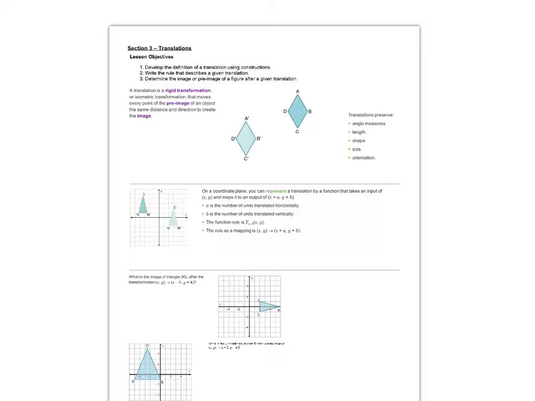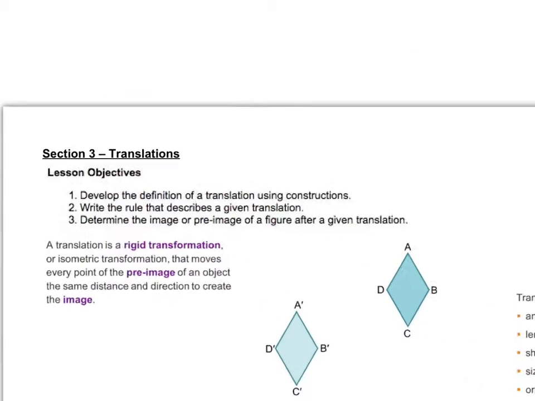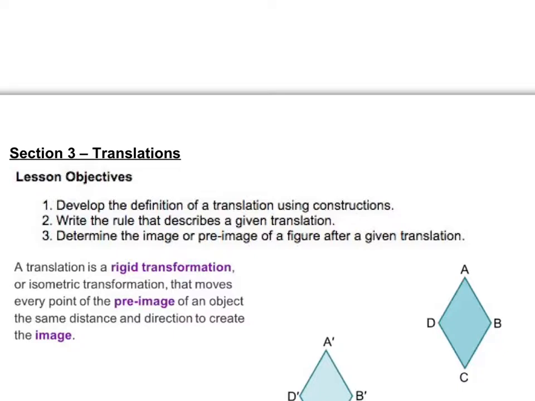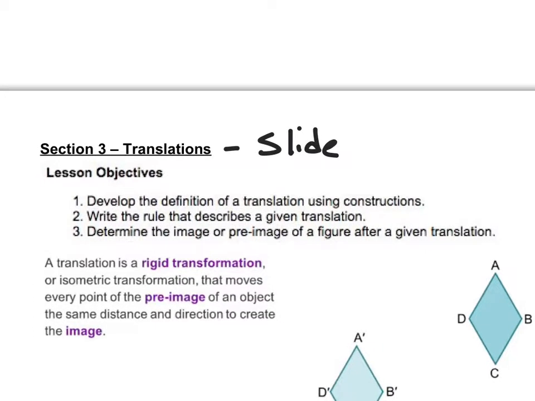Before we get into the objectives and all that, a translation is merely just a slide. So what we're going to do is develop a definition of a translation using constructions. We're going to be able to write rules that describe a given translation, and we're going to determine the image or preimage of a figure given a translation.